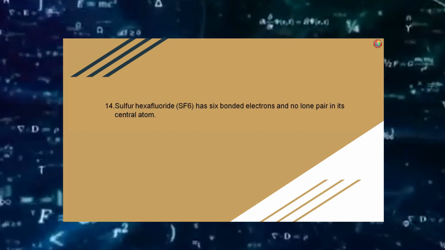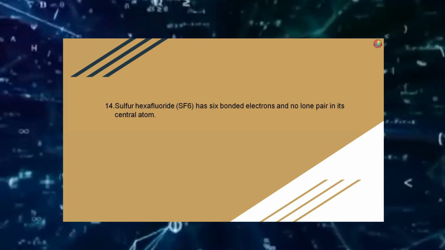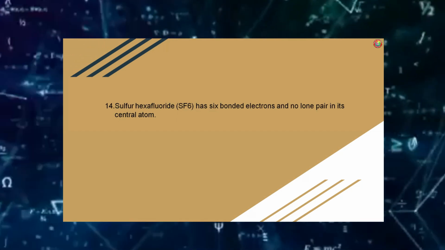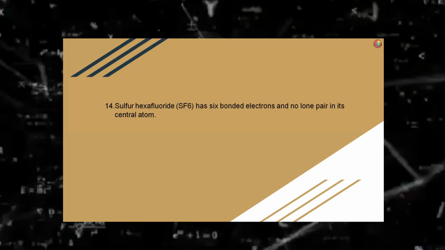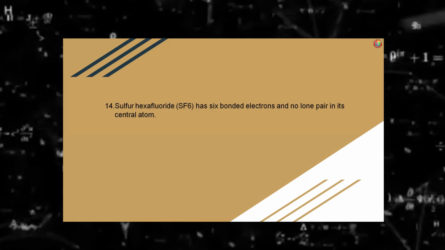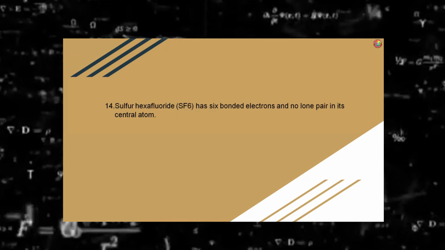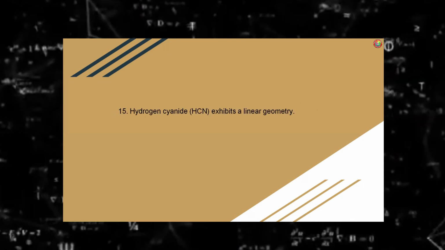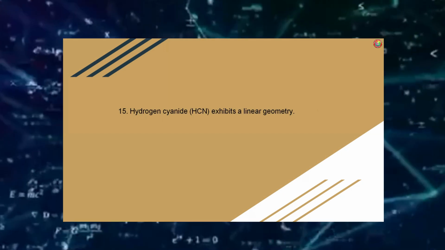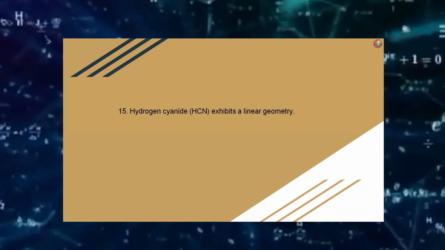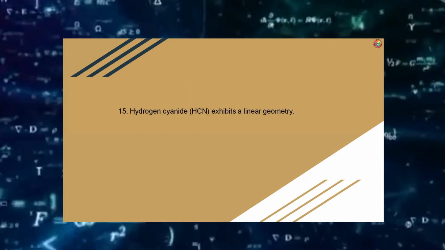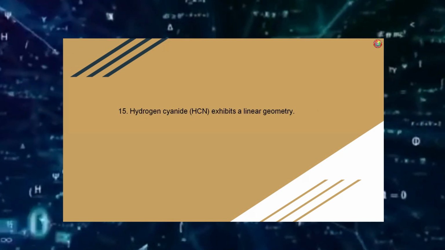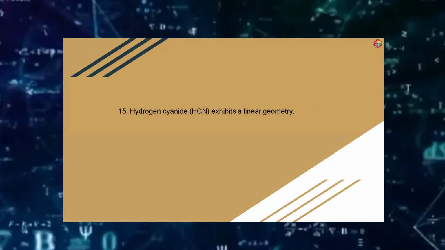14. Sulfur hexafluoride has 6 bonded electron pairs and no lone pair in its central atom. The answer is true. 15. Hydrogen cyanide exhibits a linear geometry. The answer is true.